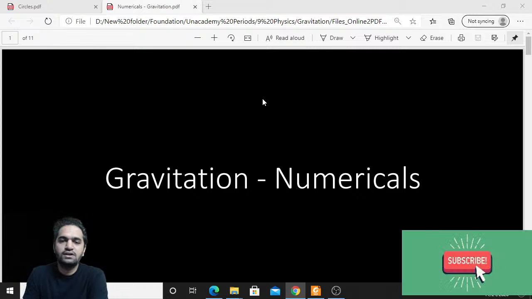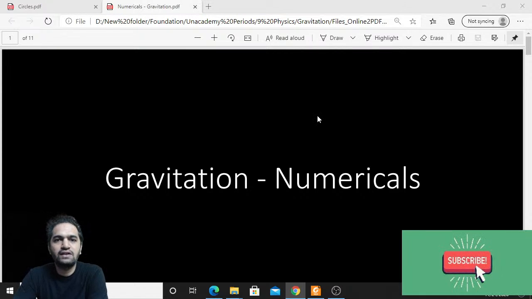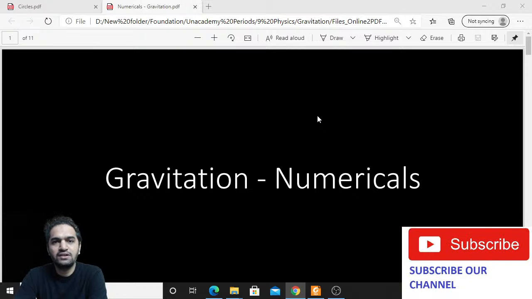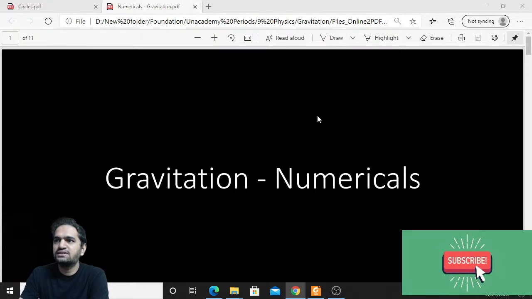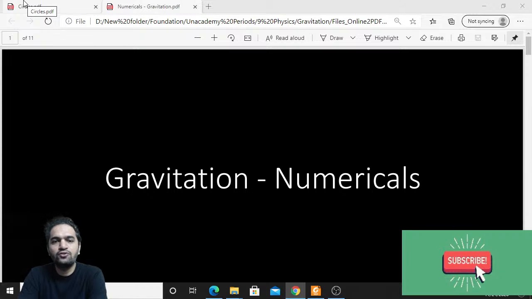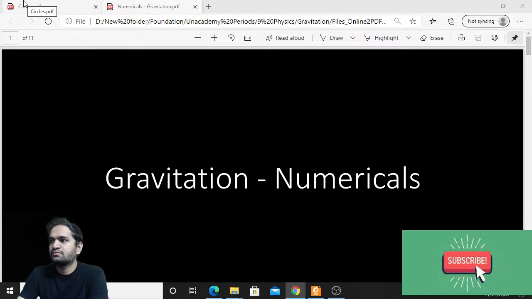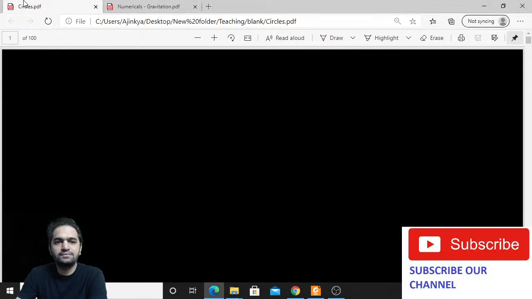So, hi everybody. What we are going to do is solve numericals on gravitation. Our theoretical work is complete, so we can go for the numerical part of this lesson. Let us start without wasting much time. We'll first see the formulas which are required for this lesson, and then we will go for the numericals.